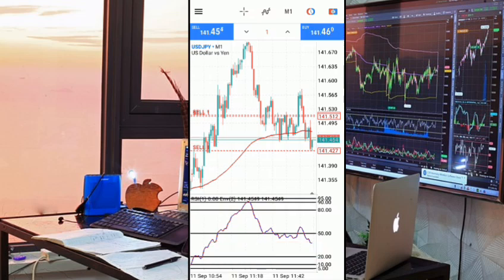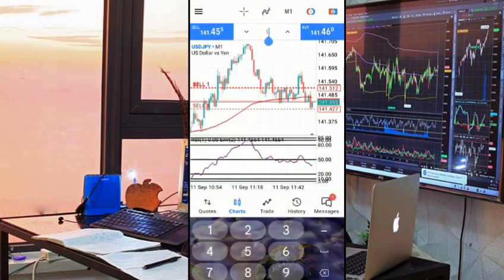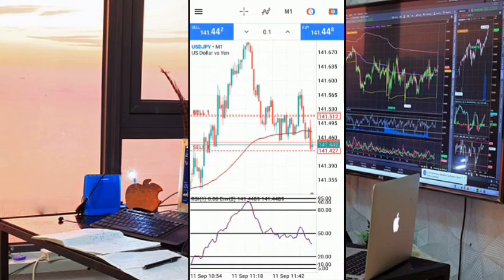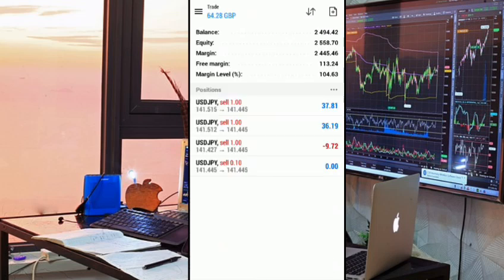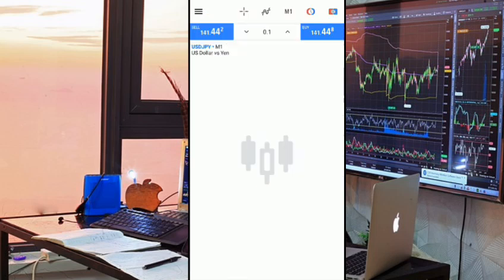Okay, it's telling me I don't have enough money now, so I'm going to make its lot size 0.1. That's good, so I'm going to use that one. Let's see how much we have this side. So I've got 4 now. We have got 4 trades this side.